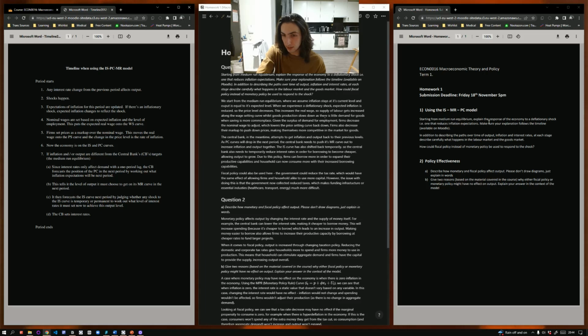Starting from the medium run equilibrium, explain the response of the economy to a deflationary shock, one that reduces inflation expectations. Make sure your explanation follows the timeline available on Moodle. In addition to describing paths over time of output, inflation and interest rates, at each stage describe carefully what happens in the labour market and the goods market. How could fiscal policy instead of monetary policy be used to respond to the shock? Right, well, let's take a look at this.